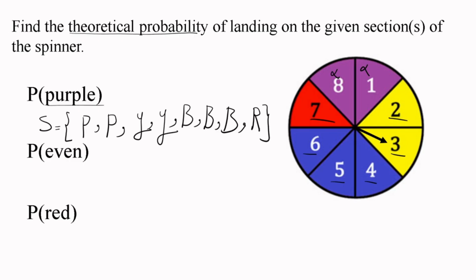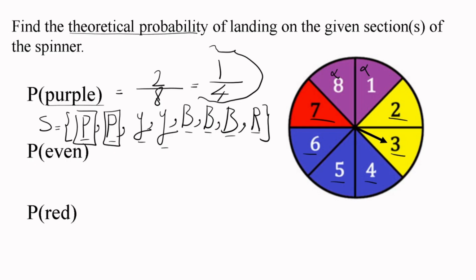I want to find the probability of purple. How many favorable outcomes do I have? 1, 2. So 2 is going to be at the top. And how many possible outcomes do I have? 1, 2, 3, 4, 5, 6, 7, 8. 2 over 8. Can I simplify that? Yes, of course. And the answer is going to be 1 over 4 or 25% if you multiply it by 100. The second probability that I'm going to calculate is P of even.